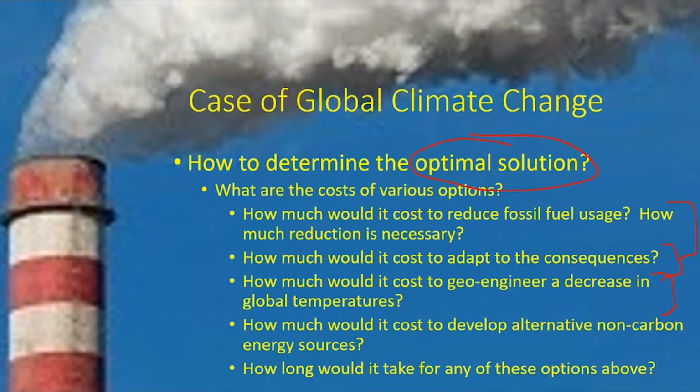Maybe we can conceive of some sort of carbon-sucking machines that would just take carbon out of the atmosphere. Or we can grow more forests that will sop up the carbon dioxide in the atmosphere. Or we can introduce crystals into the atmosphere that reflect sunlight so as to lower the temperature. How much would that cost? Would that be a beneficial way to go about it? What about alternative non-carbon energy sources like wind and solar? How much will that cost relative to the benefits that can come about from it? And how long will all of these options take?